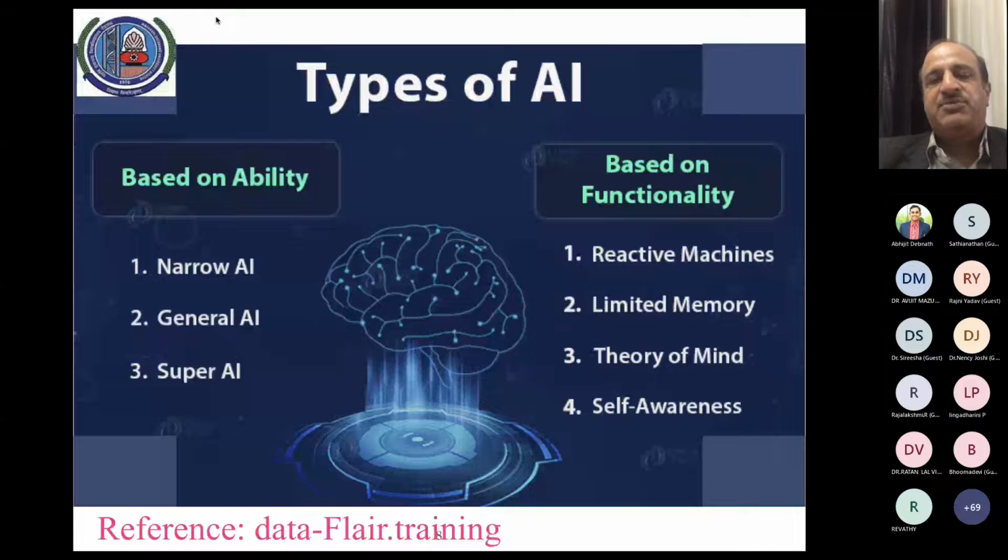We have different types of AI based on ability: the narrow one, the general one, as well as the super one. Based on its functions, we have reactive machines, limited memory, theory of mind, and self-awareness. The theory of mind and self-awareness are projected to be in the future, but all the remaining ones are working nowadays.